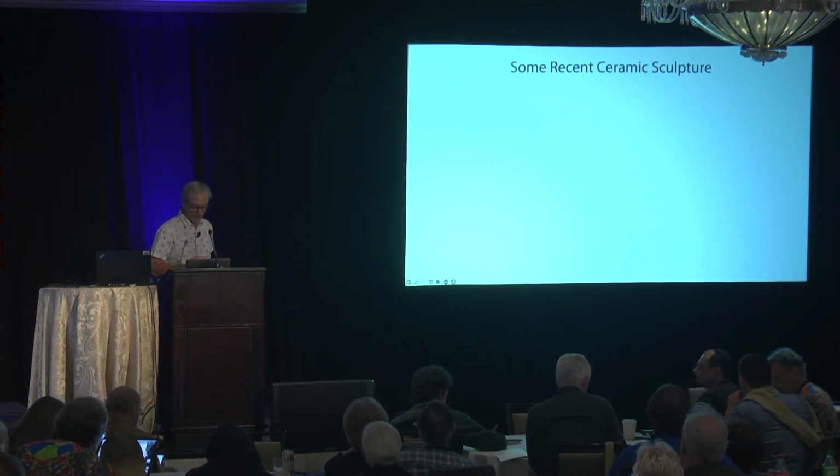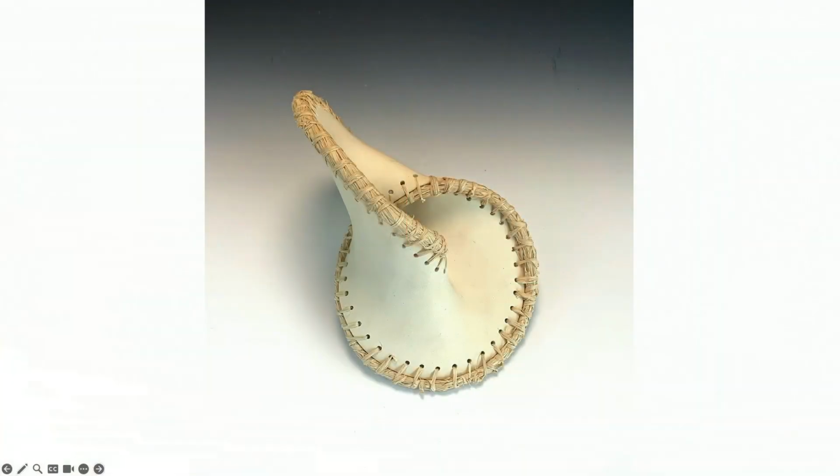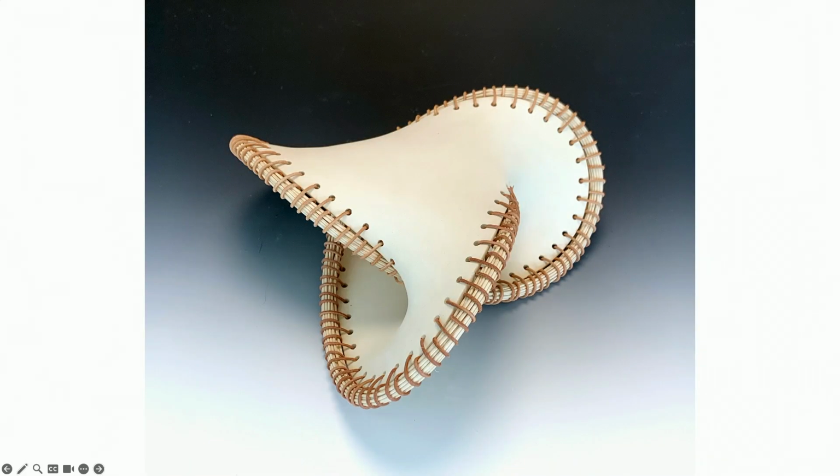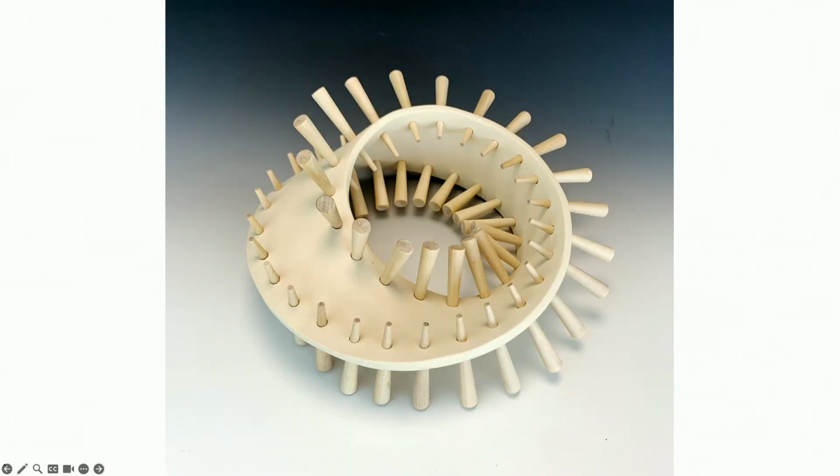First, a few recent ceramic sculptures. The first three here are based on ciphered surfaces for links and knots. This is the Hopf link, the trefoil knot, and then the figure 8 knot. And these two are based on the Mobius strip.